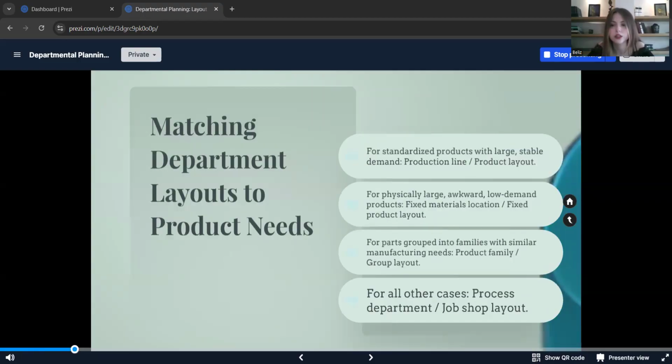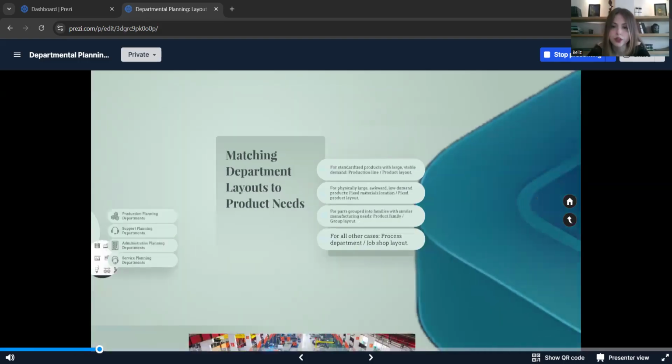For standardized products with large, stable demand, use a production line or product layout. For physically large, awkward, low-demand products, use a fixed material location layout, like shipbuilding. For parts grouped into families with similar manufacturing needs, use a product family or group layout, or cellular manufacturing. For all other cases, we use a process department or job shop layout.